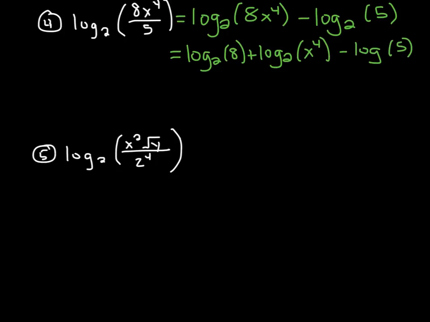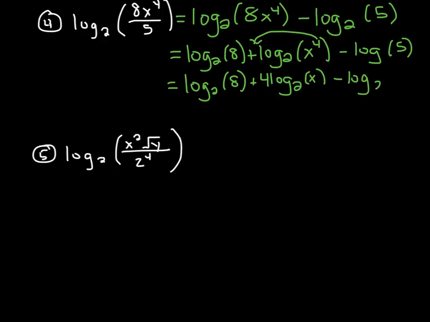Okay, and then finally, the power rule tells us that we're going to take our exponent here, the 4, and we're going to bring it to the front of the word log. So I'm just going to bring down my log to the base 2 of 8. Again, I'm going to move this 4 in front of the word log, so it'll become 4 times log to the base 2 of x. And then I'm going to bring down my minus log to the base 2 of 5. Oop, this is supposed to have a little base 2 right there.